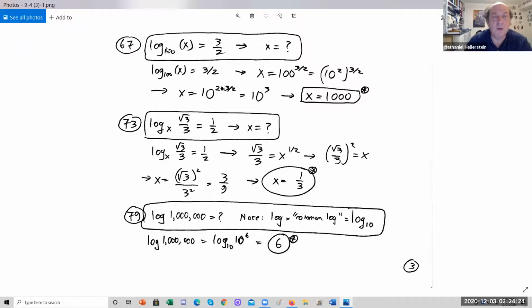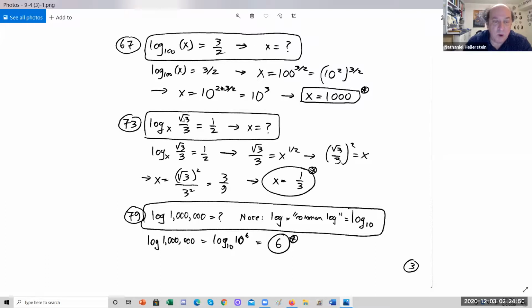Log base x of 100 equals 3 halves, for what x? Well, you transpose the logarithm base x and it becomes an exponential base x. So log base x of 100 equals 3 halves means 100 equals x to the 3 halves, so x is 100 to the 2 thirds... wait, as stated: x is 100 to the 3 halves. 100 is 10 to the second, to the 3 halves. You multiply 2 times 3 halves and get 3. x equals 10 to the third, or 1,000.